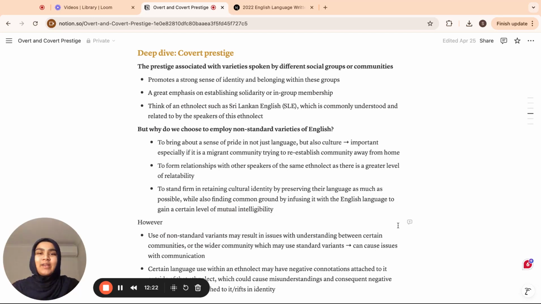Now, the whole point of language is to communicate, right? That's the whole point of language, to communicate with people. It's to understand perspectives. It's to gain knowledge. And so being able to understand what people are saying and vice versa is obviously a very significant consideration when you choose how to communicate with somebody. You want them to understand you.